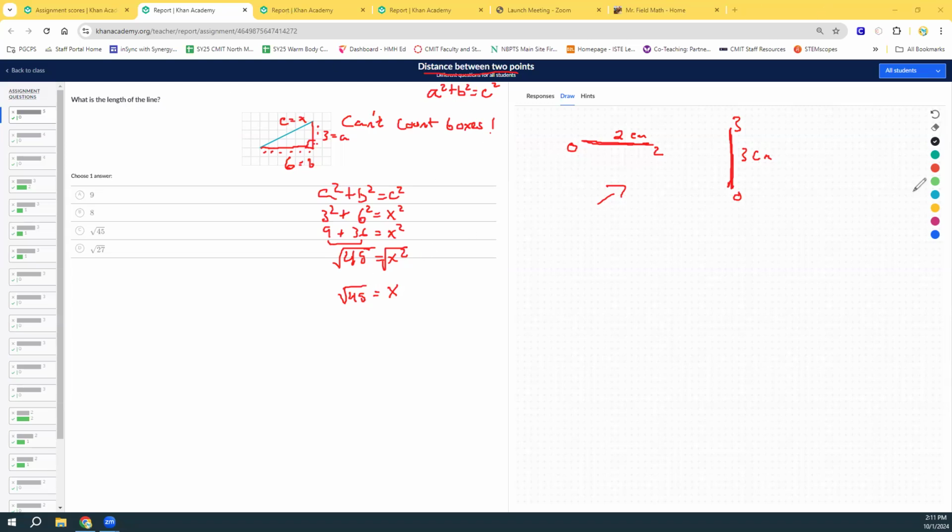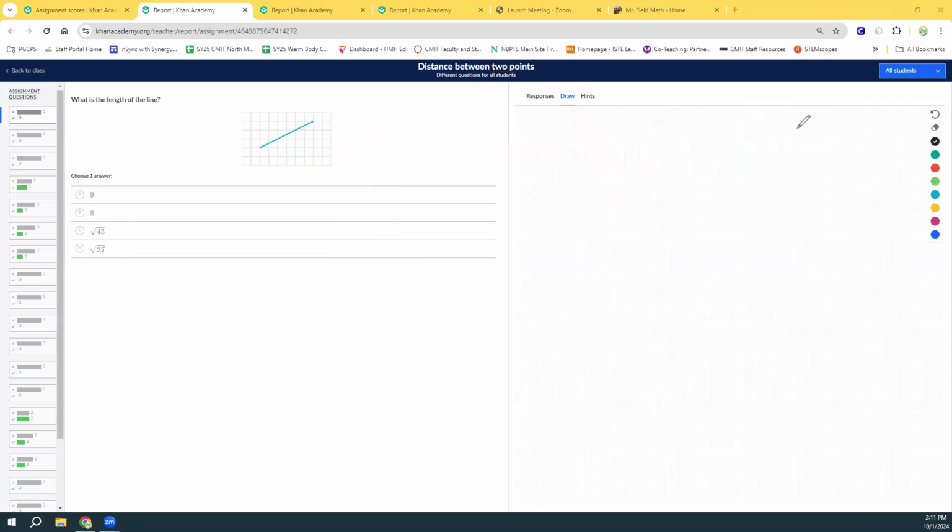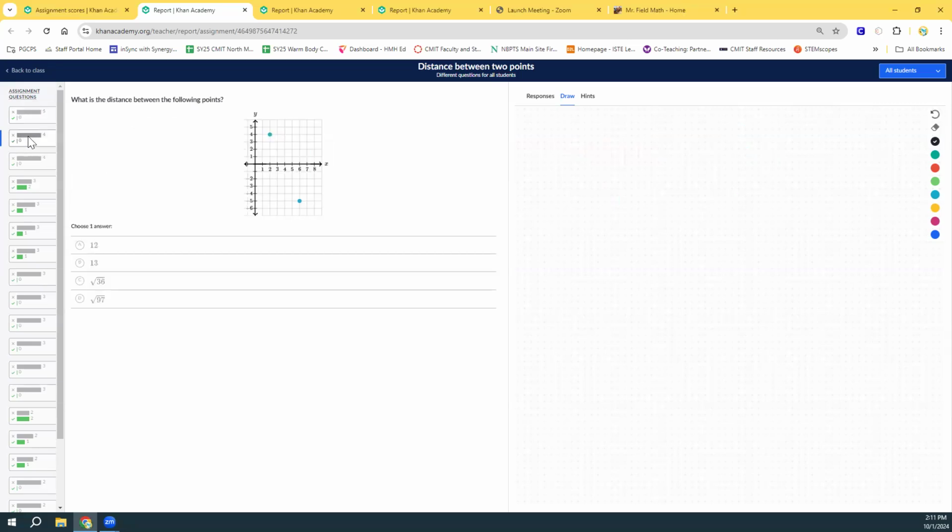Just draw the right triangle, and on Khan Academy there's a little scribble tool down here. When you're working on it, you can actually draw the right triangle on the screen. There are a couple of tools so that you can draw. Let's see, I used to have a shape tool. No, I don't see it. Oh, here we go. I have a shape tool, so there we go. Just draw a right triangle. We can count the boxes, right?